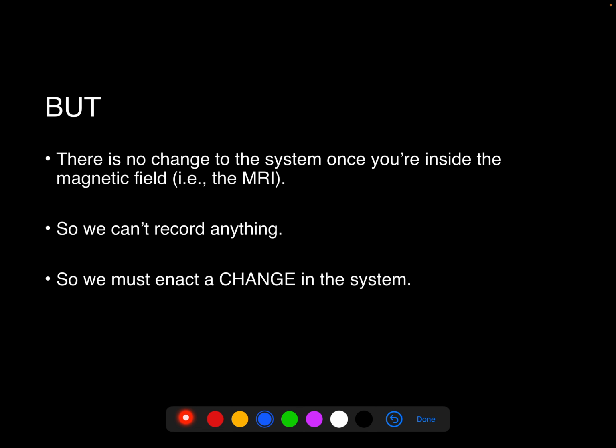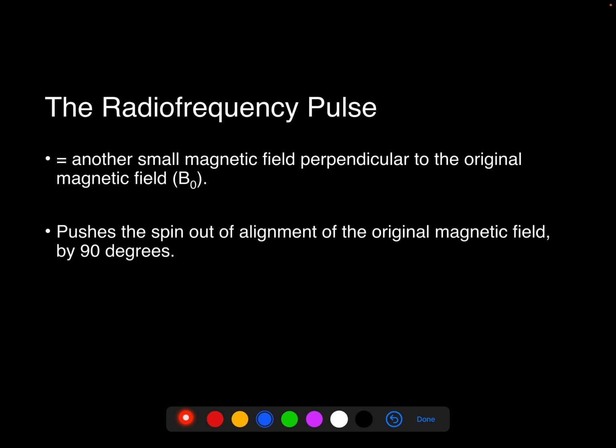However, in an MRI scan, with just those two movements, there's no change to the system. They just consistently spin and carry out precession. So there's no values that we can record. We must enact a change in the system so we can begin recording. And that is where something called the radio frequency pulse comes in.